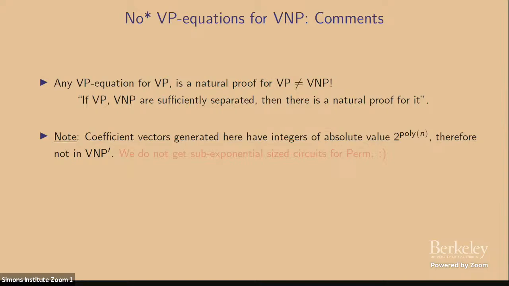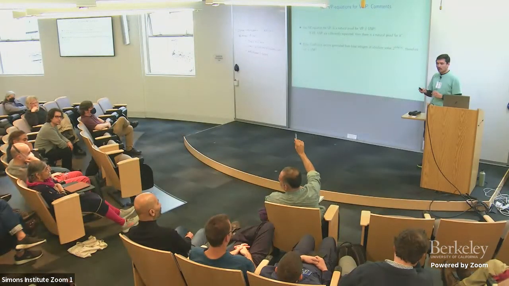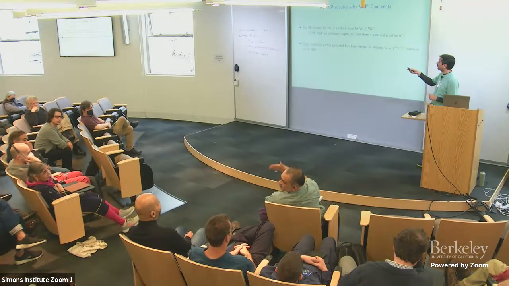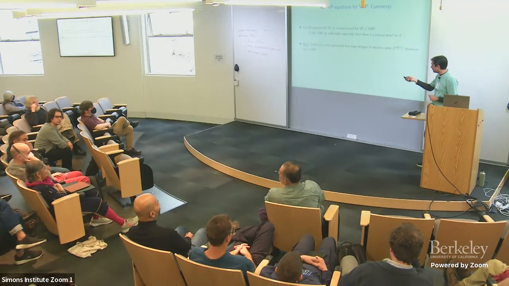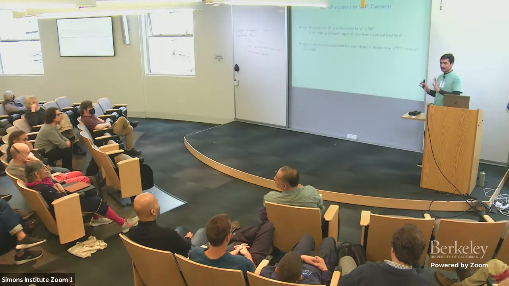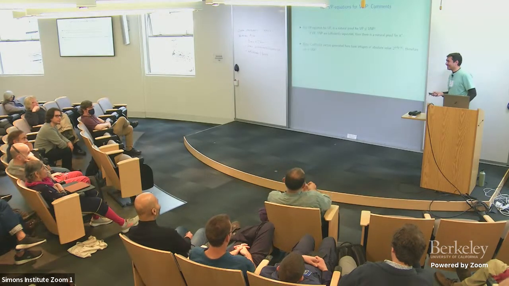No, but if you assume that there is a VP equation for VP, and you know for a fact that the permanent doesn't satisfy the equation, then you also get that the permanent is not in the closure. If the permanent is hard enough, and there is a VP equation for VP, you need that. This assumes that there is a VP equation for VP, which we don't know.